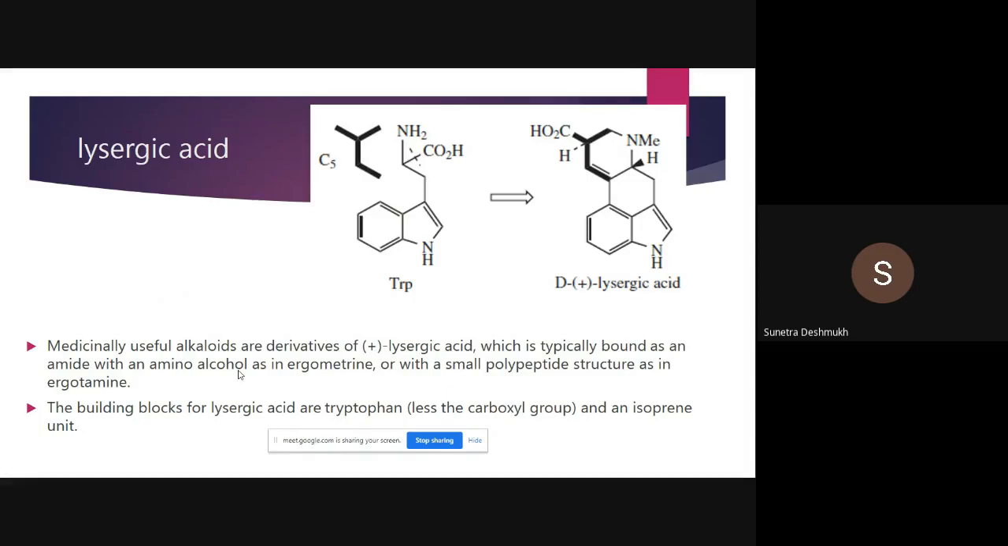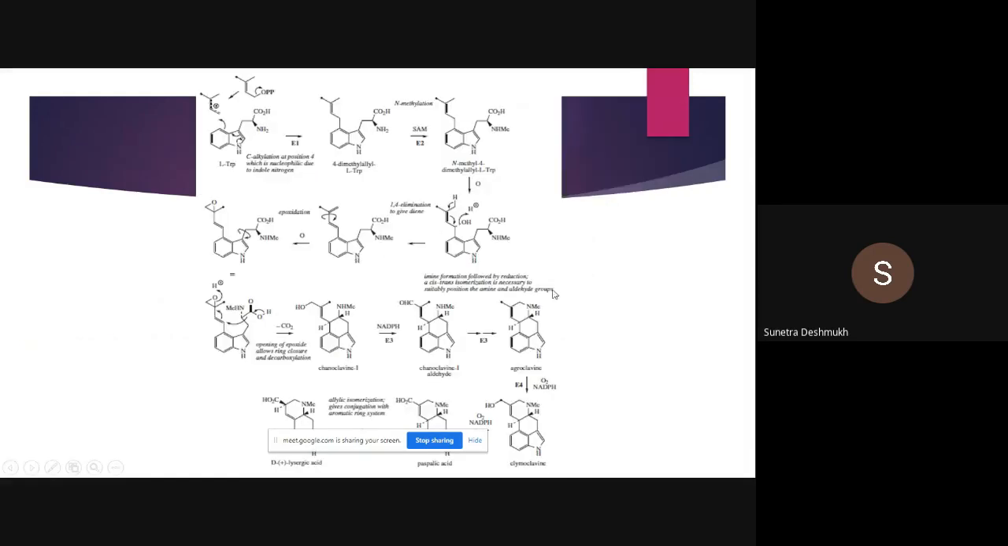So medicinally useful alkaloids include D-plus-lysergic acid, which is typically bound as an amide with an amino alcohol as in ergometrine, or with a small polypeptide structure as in ergotamine. The building blocks for lysergic acid are tryptophan less the carboxylic acid, plus an isoprene unit. So here is the isoprene unit I have given. We are going to condense tryptophan plus this C5 IPP isoprene unit to give D-plus-lysergic acid. Let's see the biosynthesis of lysergic acid.